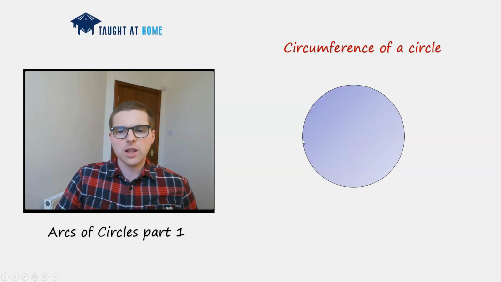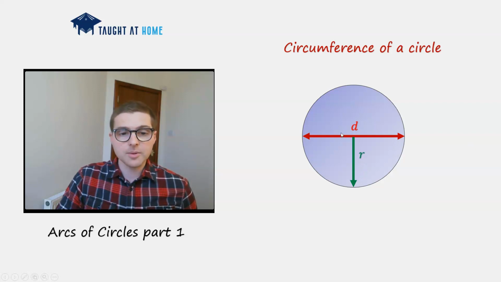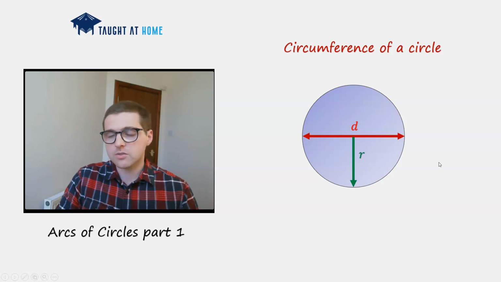If I was to draw a line from one edge to the other through the centre, like this, that would be the diameter. If I was to take a length from the centre to just one edge, that would be the radius. And the radius is half the length of the diameter. Or we could say the diameter is twice the length of the radius.